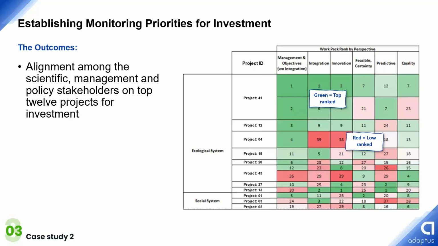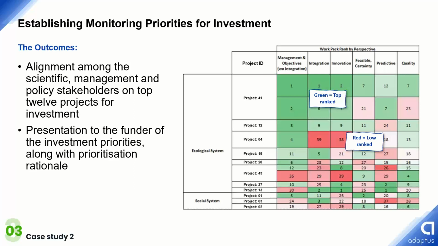So there was good alignment in the end about what the 12 projects were that were to be forwarded through to the funding partner for investment. This was then presented to the funder by the group that brought it together, along with the rationale for prioritisation. This allowed the funders and the various project proponents to then commence their more detailed funding processes.